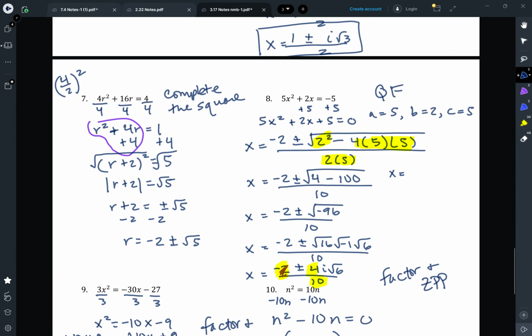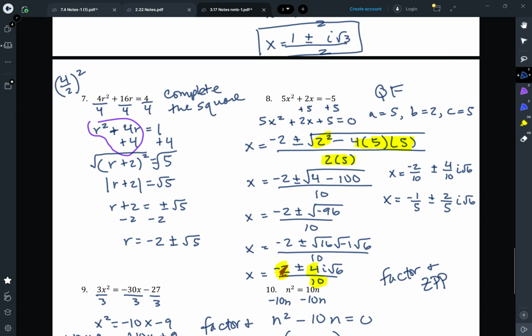So x equals negative 2 tenths, I'm dividing everything by 10, plus or minus 4 tenths i times the square root of 6. So it really could be square root of 6 in the numerator of that fraction, right? This is one where there are a couple different ways to write this. So negative 1/5 plus or minus 2/5 i root 6.